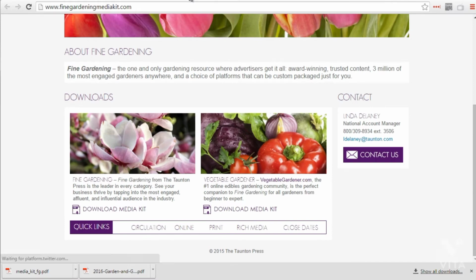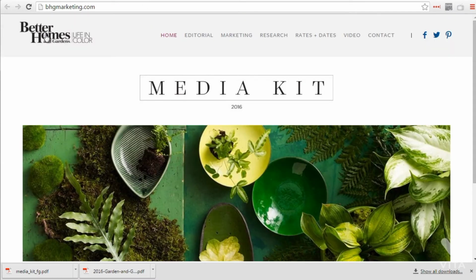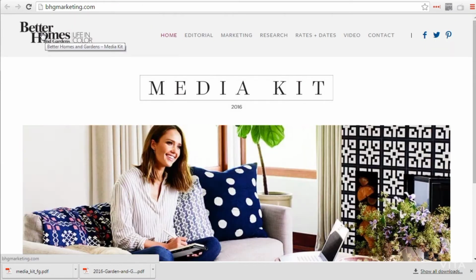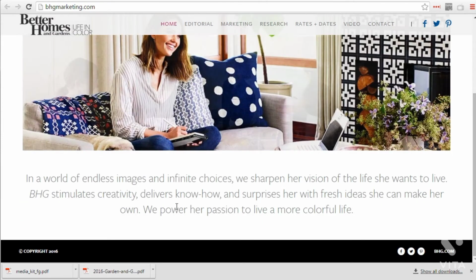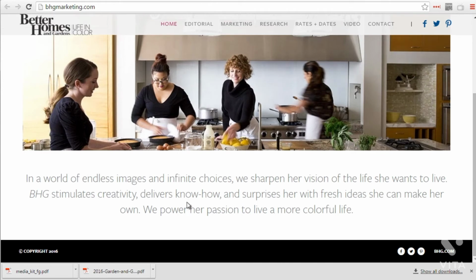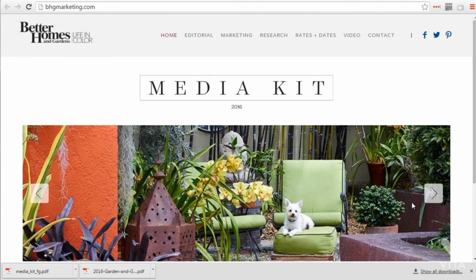Now let's check out these other media kits. Sometimes if you go to the main website and scroll all the way down, you'll see a button that says advertise or something like that, and you'll be able to get the media kits from there. So we can see here, media kit.